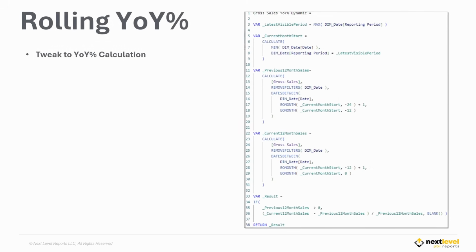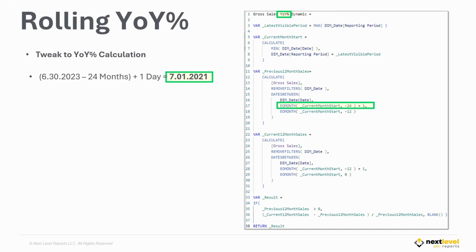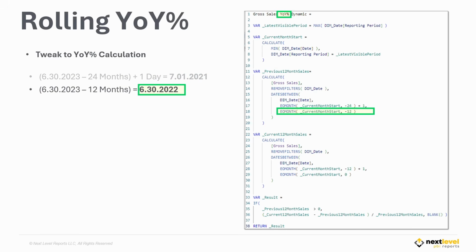Now, you can easily adjust this measure to compare different periods of time. Maybe you want a rolling year-over-year percentage, where you're comparing the last 12 months visible versus the previous 12 months from there. In this example here, we're able to subtract 24 months from 6/30/2023 and then add 1 day to get July 1st of 2021. The second end of month function subtracts 12 months from June 30th, 2023 to get June 30th of 2022. So we now have our previous 12-month sales.